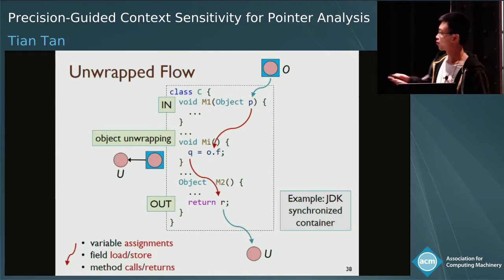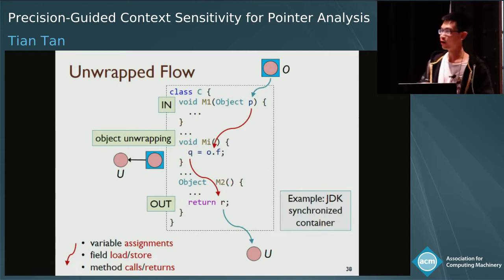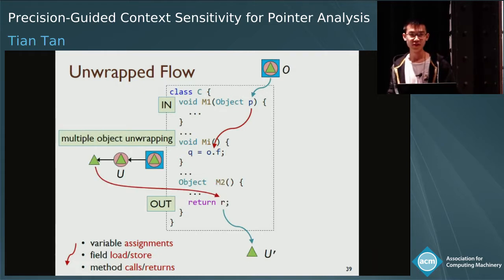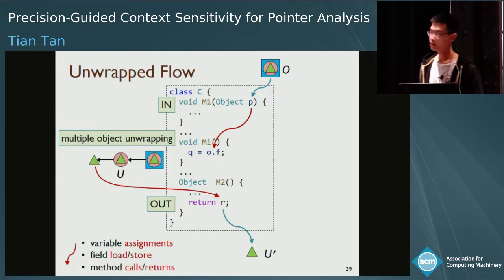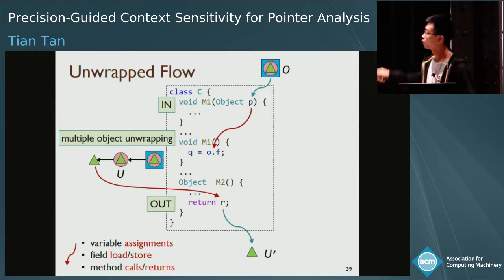An example of unwrapped flow is the JDK synchronized container, which unwraps the objects from flow-in parameters and returns these objects. Similar to the wrapped flow pattern, the unwrapped flow pattern also covers object flows through multiple unwrapping steps. For example, if U is further unwrapped and we get an object U prime, which flows to the return value of the out method, then we also say there is an unwrapped flow from M1 to M2 in the program. So this is the unwrapped flow.